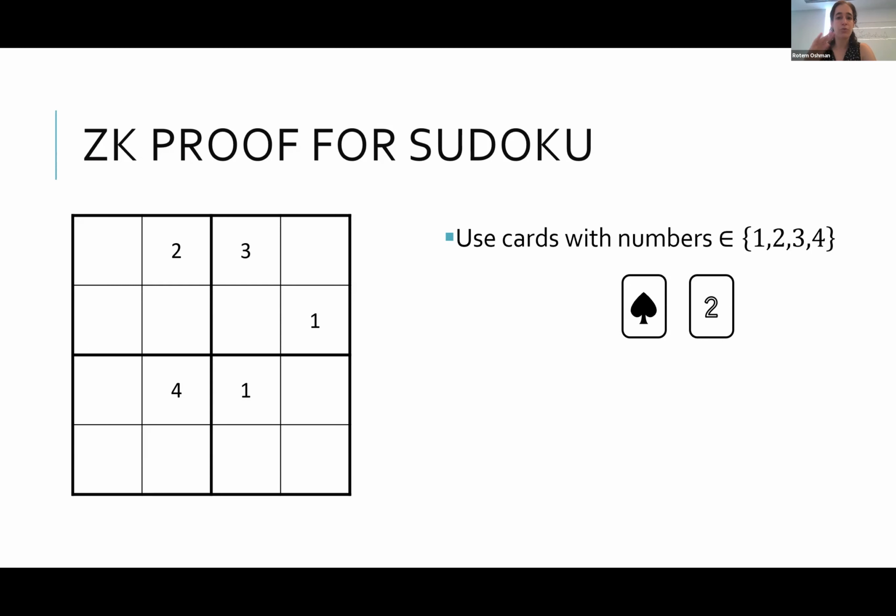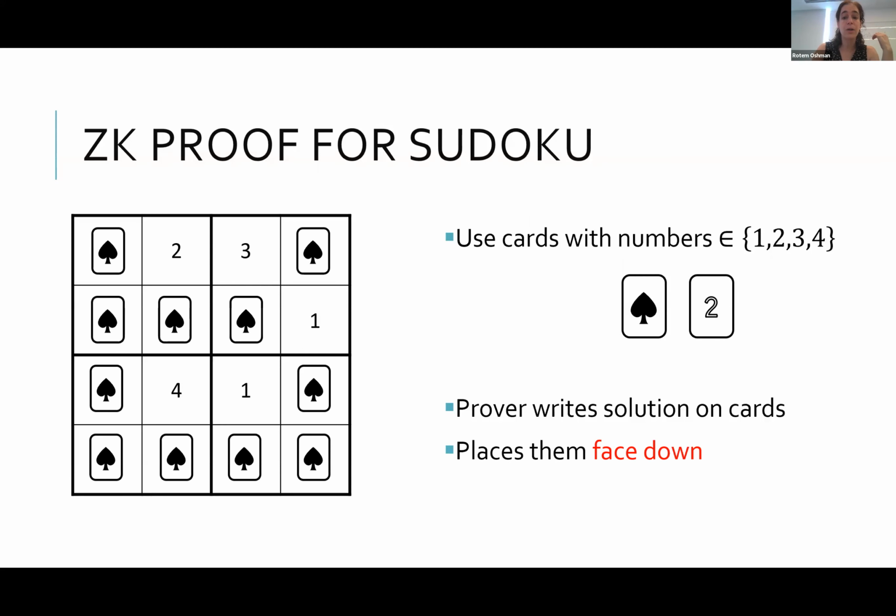And the cards will have two sides. On one side, I'm going to write the numbers in my solution. And the other side, you can't see the number, okay? It has some other drawing or whatever. So I, as the prover, will write the solution on these cards. And then I'm going to put the solution on the board, but I'll put the cards face down. So you can't actually see my solution. I wrote down the solution, but you can't see it. You only see the back of the cards.